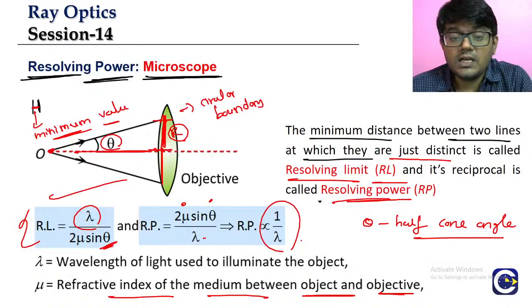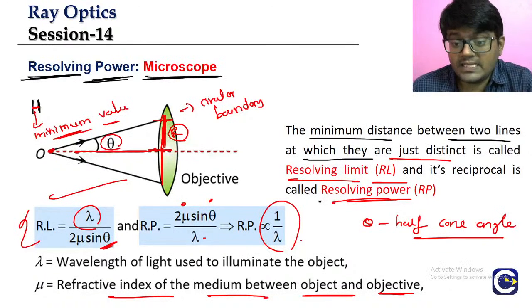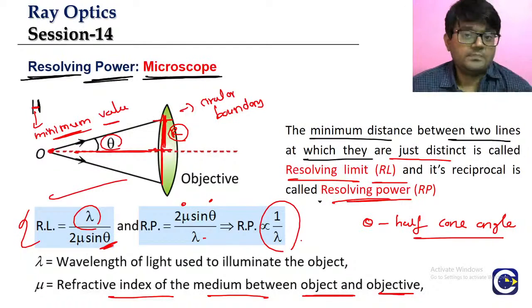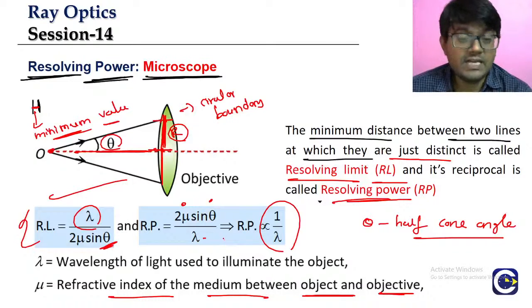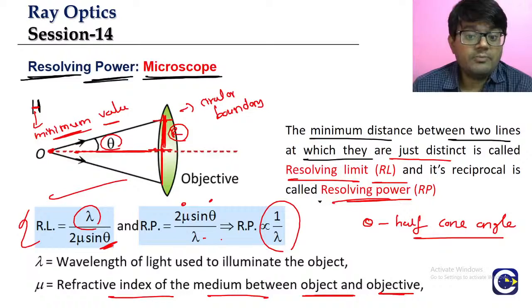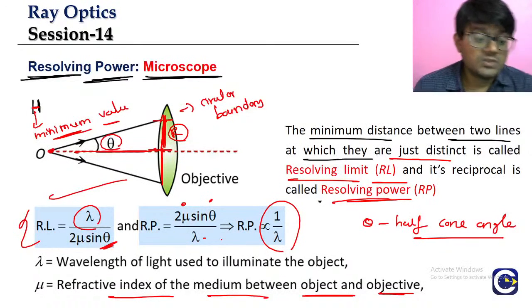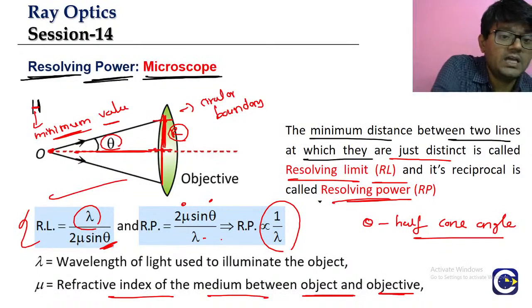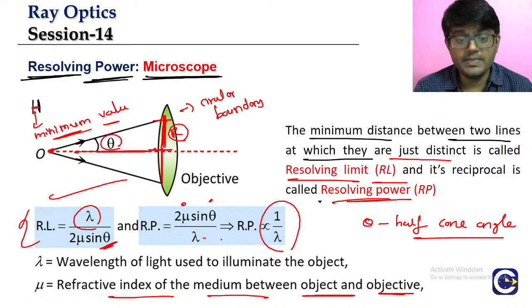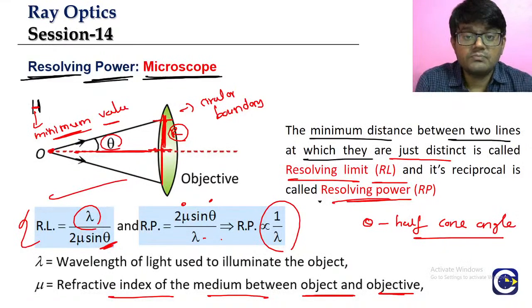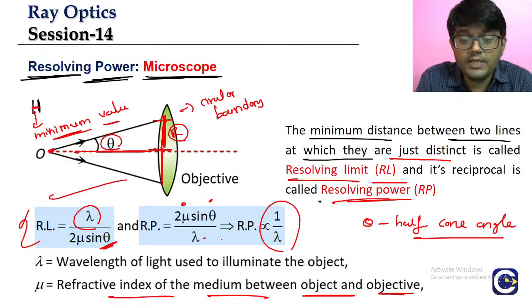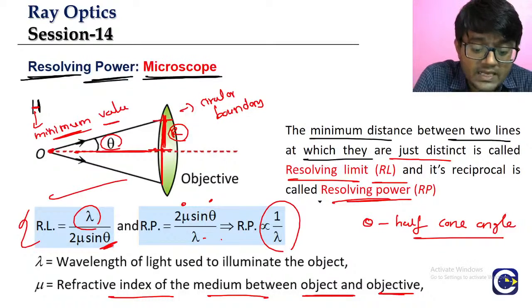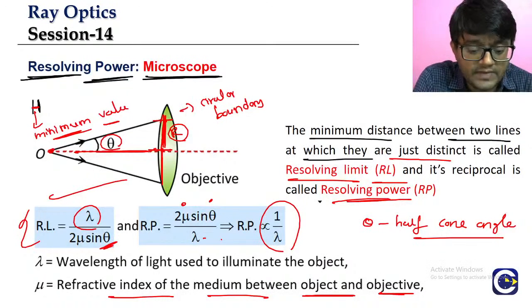If you use a colored light of lesser wavelength, the resolving power will be more. Violet has a lesser wavelength, so resolving power for violet will be higher. Red, resolving power will be less. So this is about the resolving power of the microscope, which will be helpful in choosing, because for high precision use of the microscope, we need to have a higher value for the resolving power.